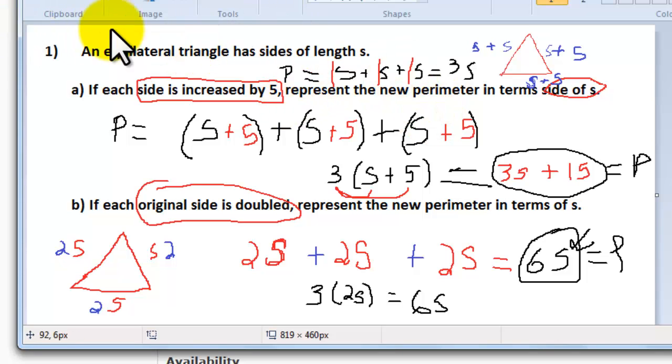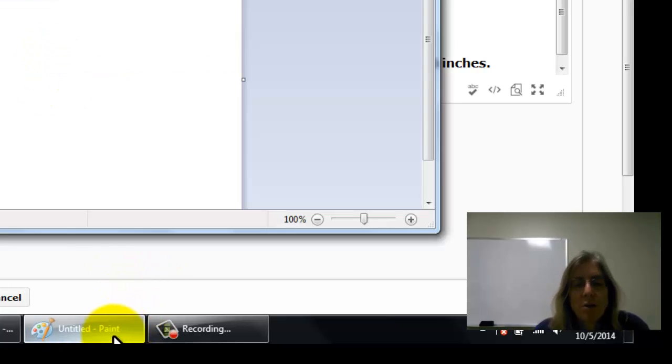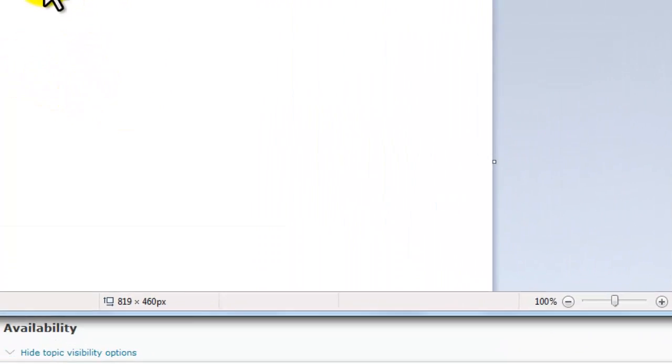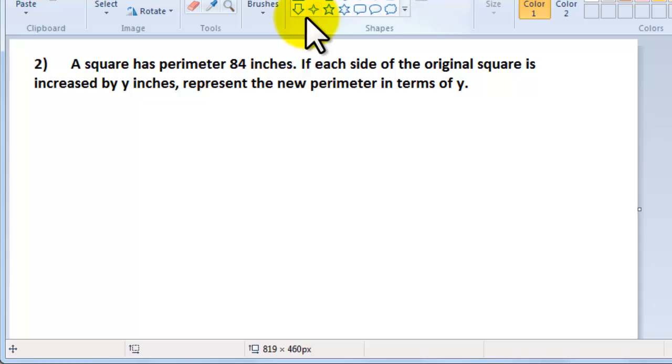Okay, so that's number 1, and it's about a square. Now, the similarity between an equilateral triangle and a square is the square also has all equal sides. Okay, so in this one, a square has a perimeter of 84 inches. So they're giving you a picture already to work with. A square, and they're telling you it equals 84 inches as the perimeter. So perimeter is just this side plus this side plus this side plus this side.